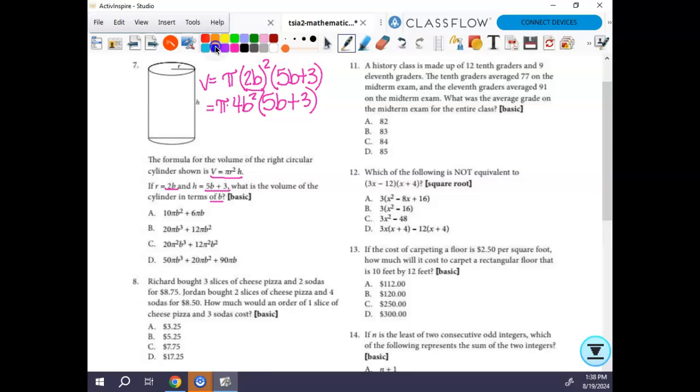And so I have to take this, and then I have to distribute it here, and I have to distribute it here. So when I multiply this times this, the 4 times the 5 is what? 20. And then the pi is just in there, and then B squared times B is B cubed. Then when I multiply this times this, I get 3 times 4 is 12 pi B squared. The answer is C.